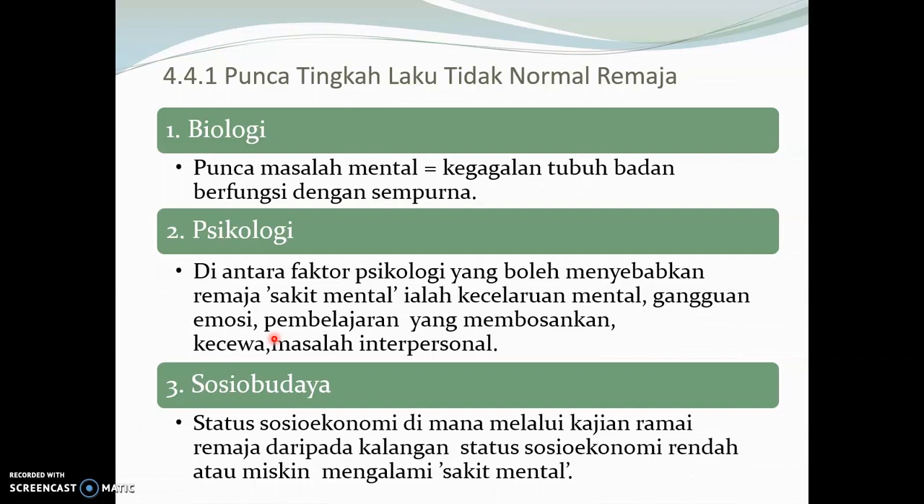And also from psychologically, kalau kita lihat di antara faktor psikologi yang boleh menyebabkan remaja sakit mental ialah kecelaruan mental, gangguan emotion, pembelajaran yang membosankan, kecewa dan juga masalah interpersonal. Seterusnya adalah aspek sosio-budaya. Sosio-budaya is actually bagaimana remaja tersebut dia membesar dalam keadaan keluarganya dari segi aspek sosioekonomi yang rendah dan juga keadaan yang miskin boleh menyebabkan kesakitan mental.